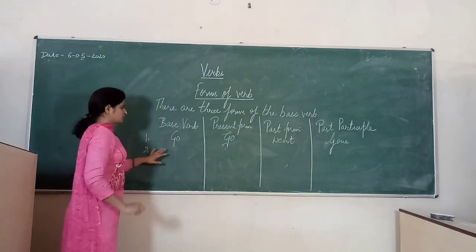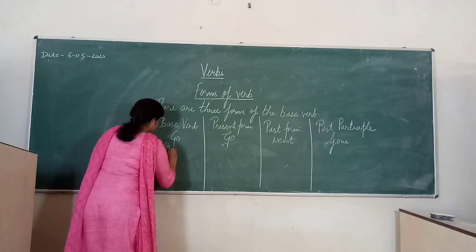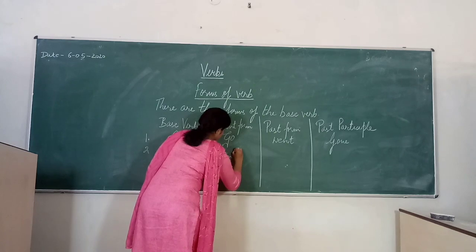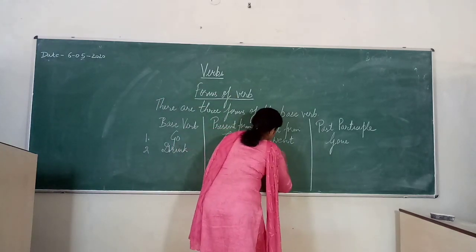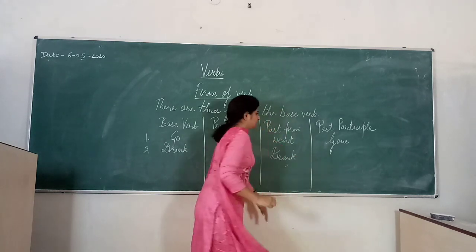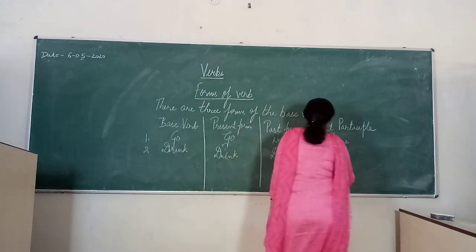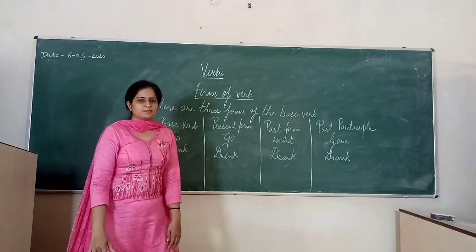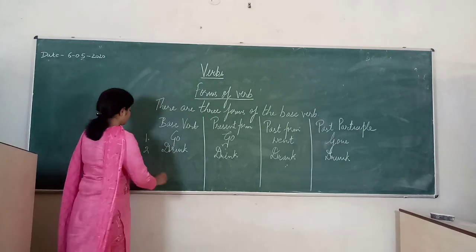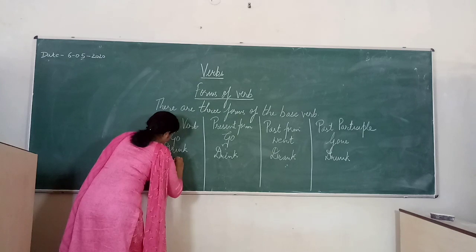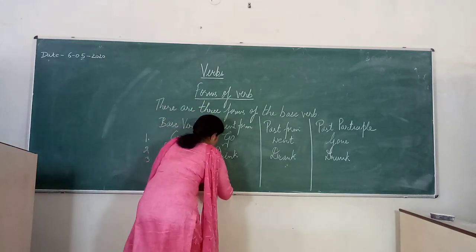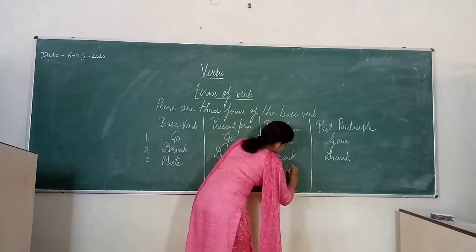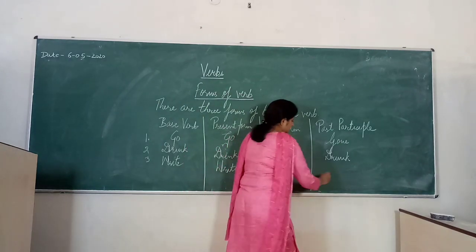Next example, next base verb is drink. Its present form will be the same, that is drink, and past form will be drank, and at the last past participle form will be drunk. In the same way, let us see some more examples regarding this. The next base verb is write. Its present form is again the same, write. Its past form will be wrote. And past participle form will be written.